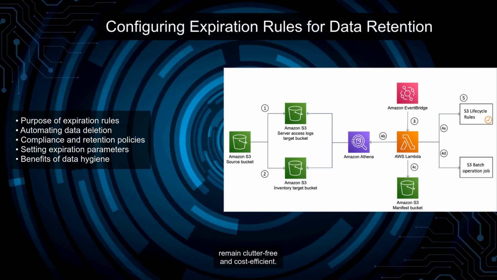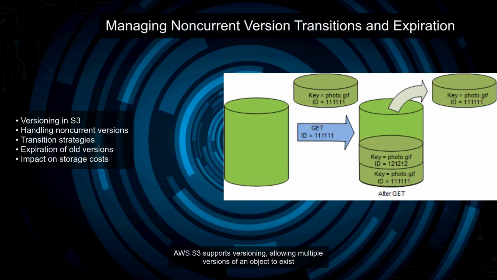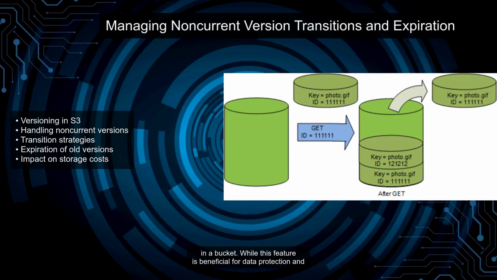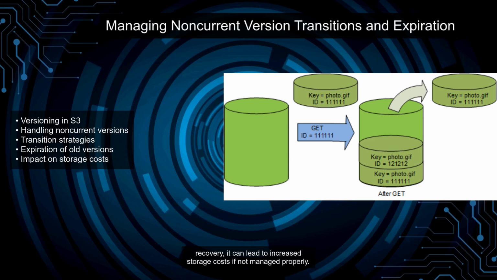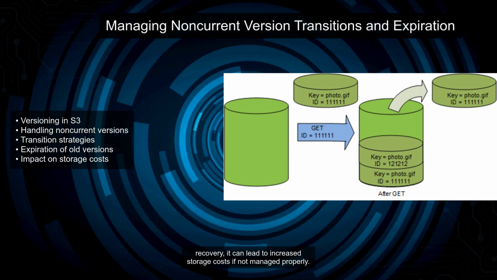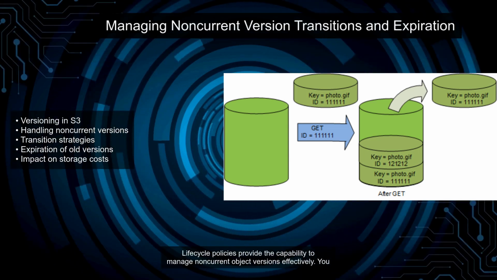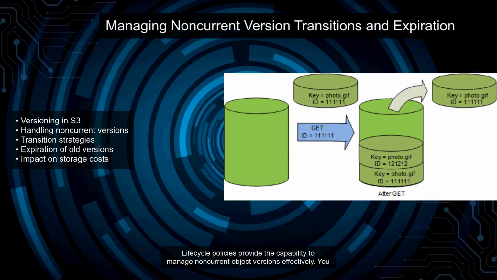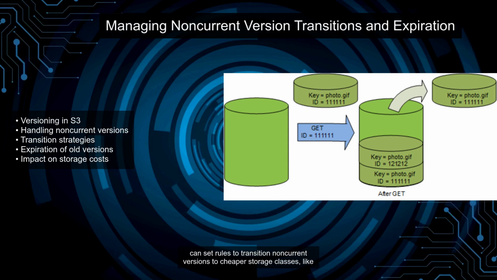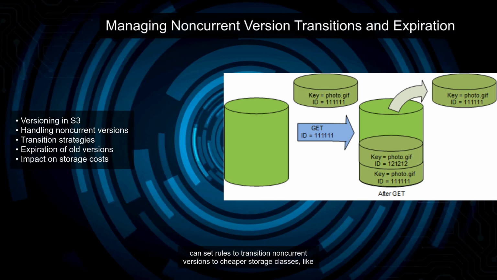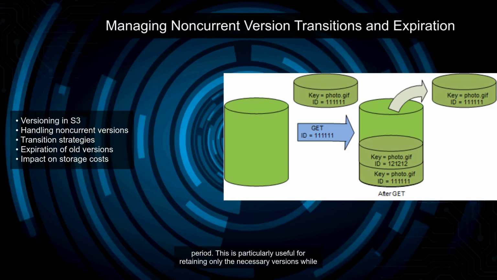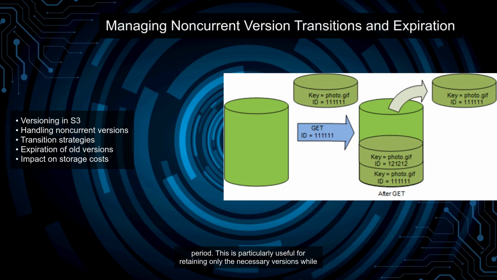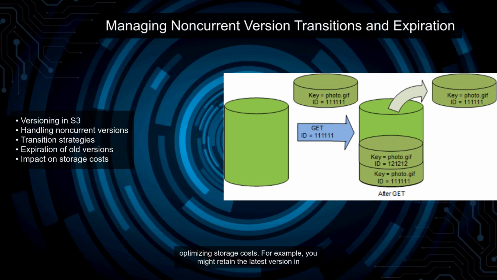AWS S3 supports versioning, allowing multiple versions of an object to exist in a bucket. While this feature is beneficial for data protection and recovery, it can lead to increased storage costs if not managed properly. Lifecycle policies provide the capability to manage non-current object versions effectively. You can set rules to transition non-current versions to cheaper storage classes, like Glacier, or even configure their expiration to delete them after a certain period. This is particularly useful for retaining only the necessary versions while optimizing storage costs.